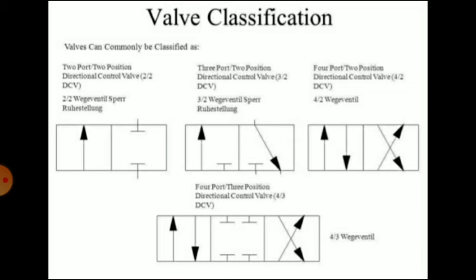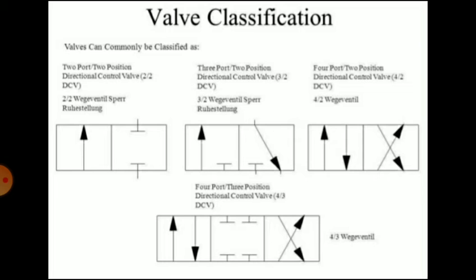So you can see the 2x2 DC valve in the first diagram. The first digit indicates the number of ports. You can see in each block there are 2 ports in the first diagram. The second digit indicates the number of positions. The total number of squares is 2, so these are the number of positions.